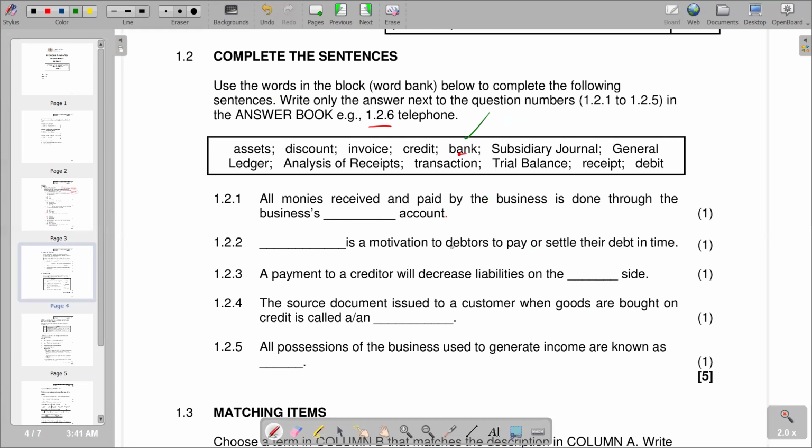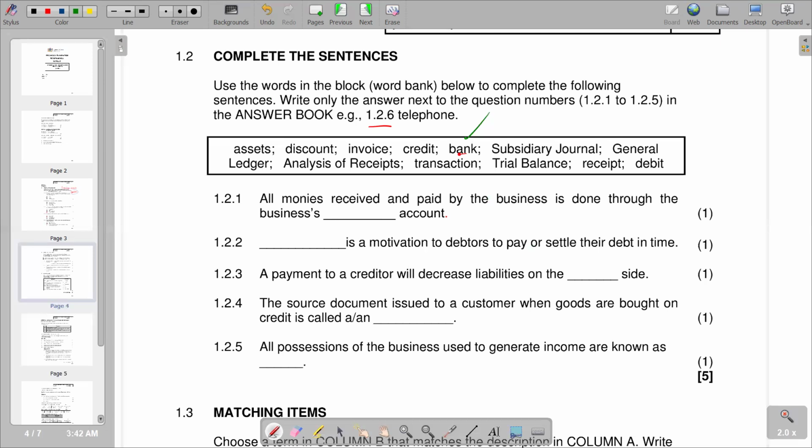Then 1.2.2, dash is a motivation to debtors to pay or settle their debt in time. So the sentence is trying to say what is the essence behind settling your debts in time. What are the benefits that we have? Obviously, if you pay in time, one of the first benefits is that you are not going to pay interest as a penalty for late payment.